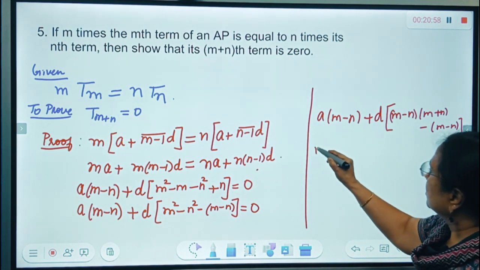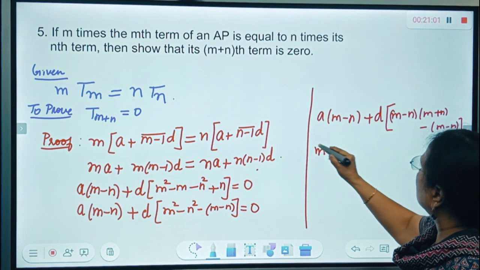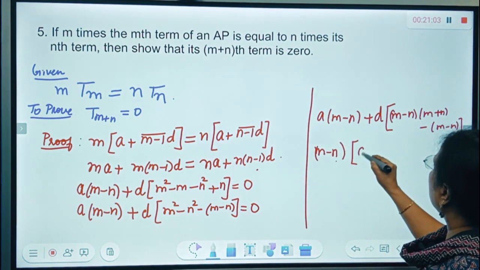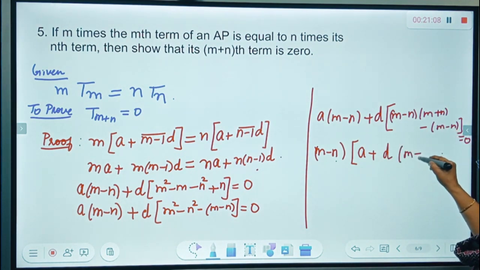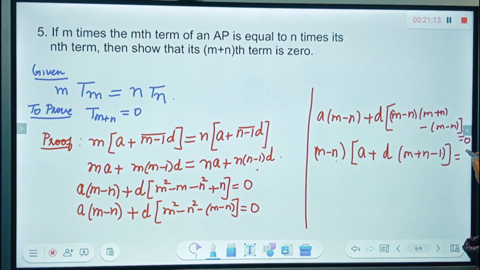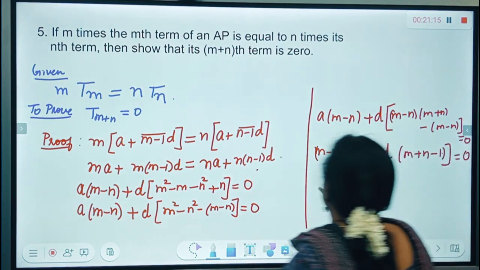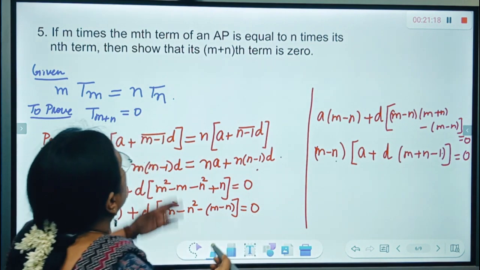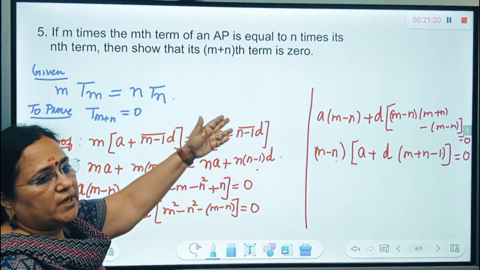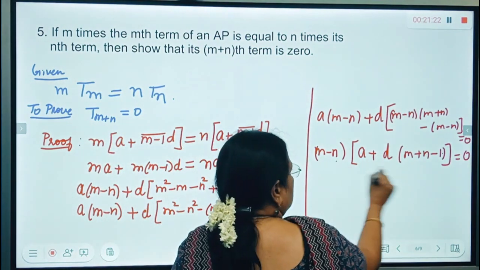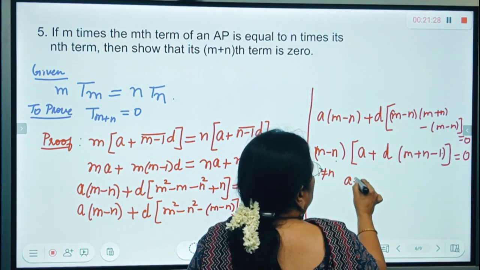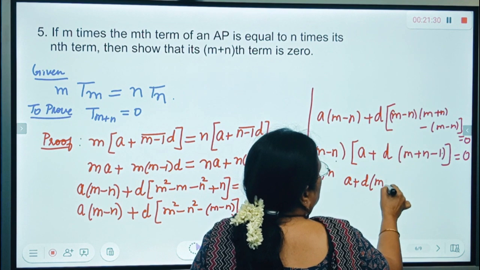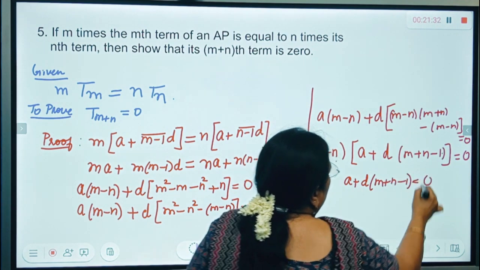So m minus n, if I take it as common, I get a plus d into m plus n, minus 1. m is not equal to n, because otherwise there is no point in talking about the mth term being equal to the nth term. So this statement means m is not equal to n. So a plus d into m plus n minus 1 is equal to 0.